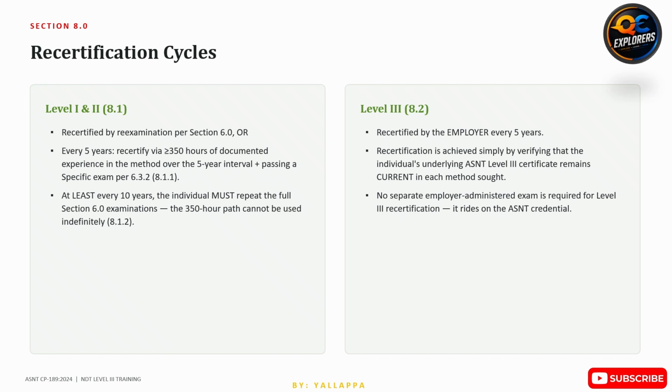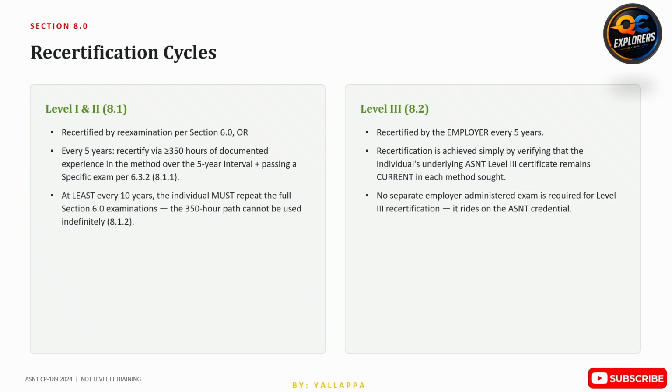Let's begin with the left side of the slide, which explains the recertification requirements for Level 1 and Level 2 personnel. The first option is the most straightforward. An employer may recertify an individual by requiring them to successfully complete the Section 6.0 examinations again. This means repeating the written and practical examinations in the same manner as an initial certification. This approach is commonly used when there is uncertainty about continued competency, or when the employer prefers a full reassessment of the individual's knowledge and inspection skills.